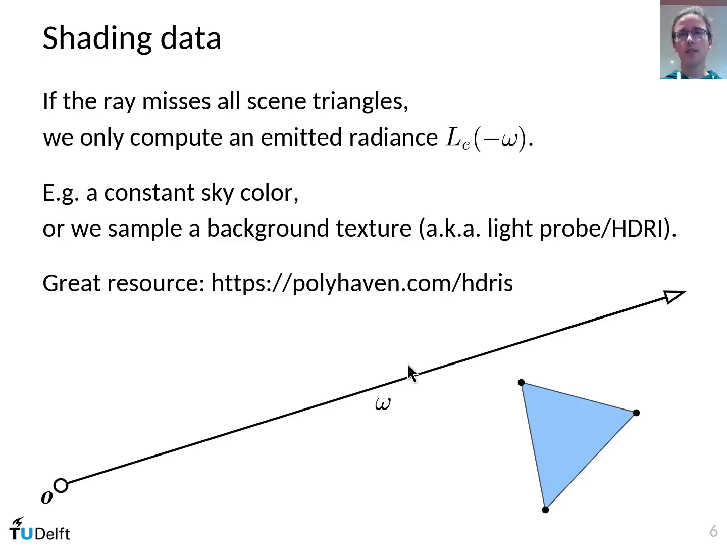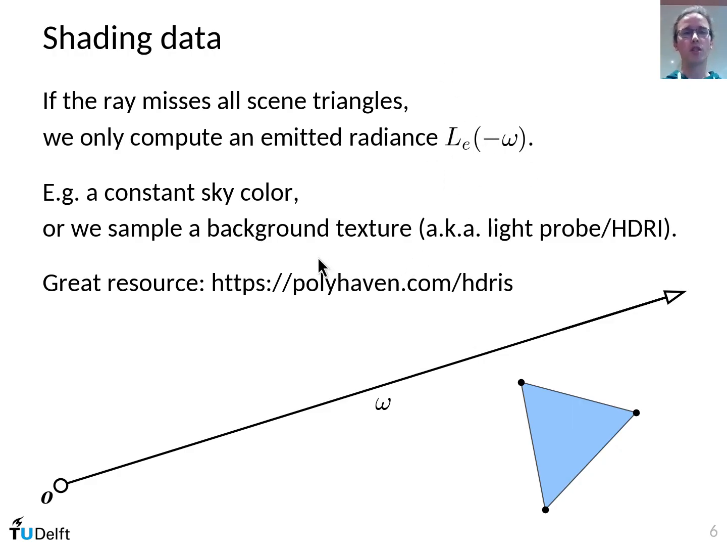The other case that we can encounter when we trace a ray is that the ray simply misses all of the triangles in our scene. And in this case, we don't really need any shading data because there is no surface to shade. However, we may still have emission from the background. So in this case, we only compute an emitted radiance for this ray direction.